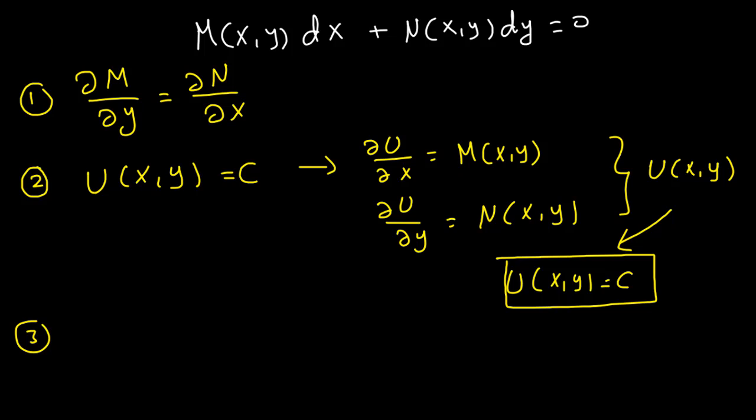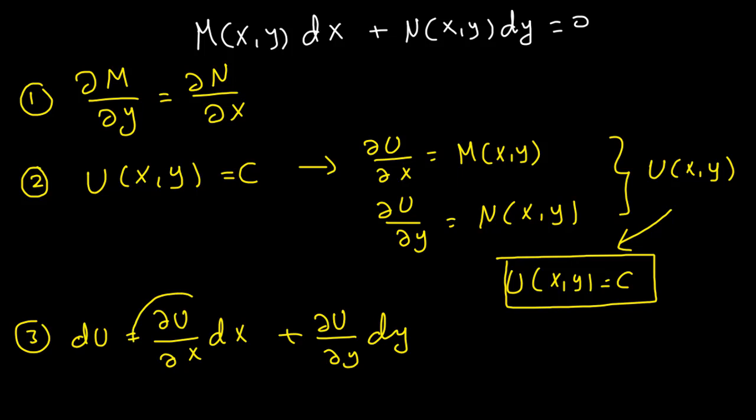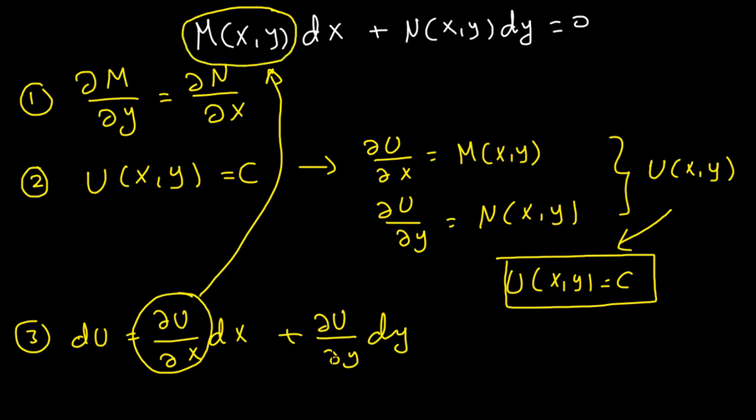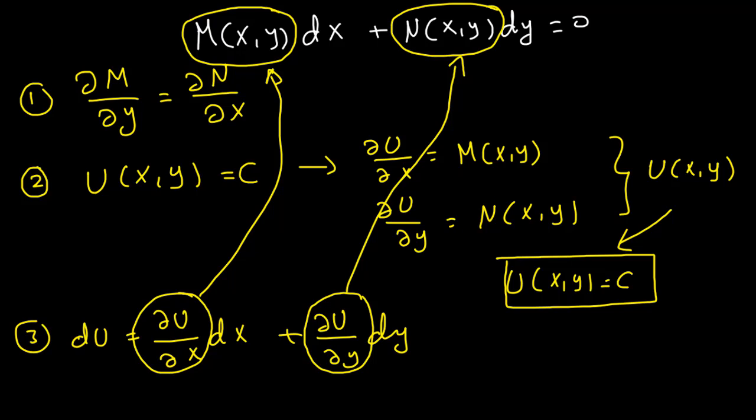After we find the solution of the differential equation, we differentiate it, so du equals partial u by partial x dx plus partial u by partial y dy, and if our solution is correct, it has to be true that partial u by partial x is equal to M(x,y) of the given differential equation, and partial u by partial y is equal to N(x,y) of the given differential equation. So these are the three steps to find the solution of the first order, first degree differential equation if it is exact.